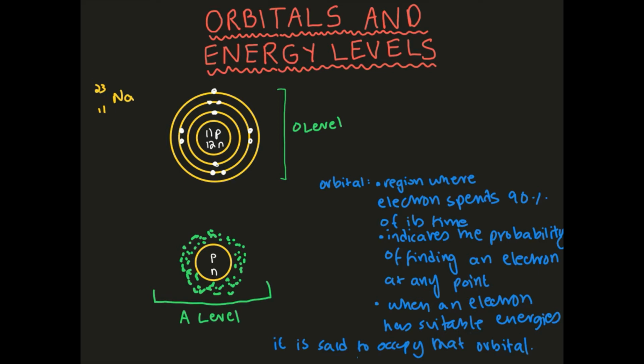So in the first shell, you have 2 electrons. In the next shell, you have 8 electrons. And in the valence shell, you have 1 electron. Now this is the O-level electronic configuration, and we studied that there are going to be fixed shells or fixed orbits, and these are going to contain electrons.